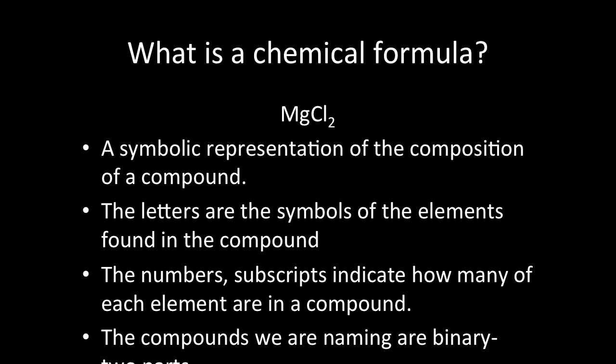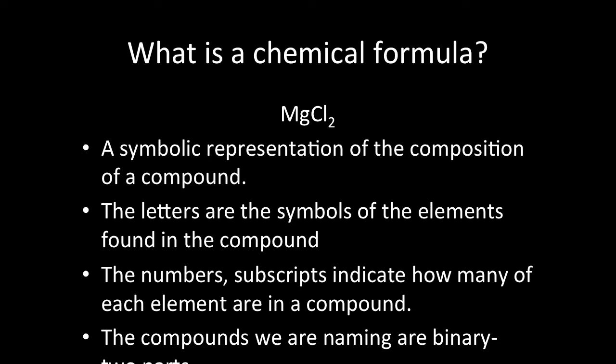What is a chemical formula? A chemical formula is a symbolic representation of the composition of a compound. And so the letters are the symbols of the elements that are in that compound. The numbers, which are written below the symbols, are called subscripts, and they tell us how many atoms of each element are in a compound. And the compounds we're going to be naming today are binary because they have two parts.